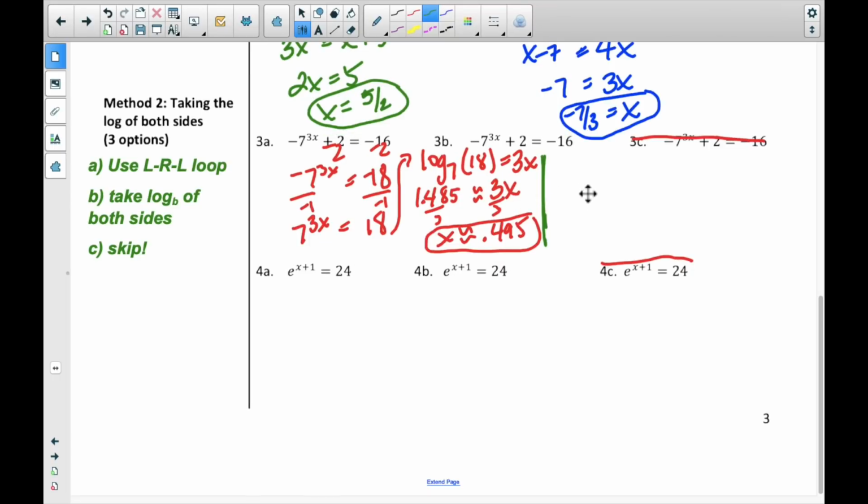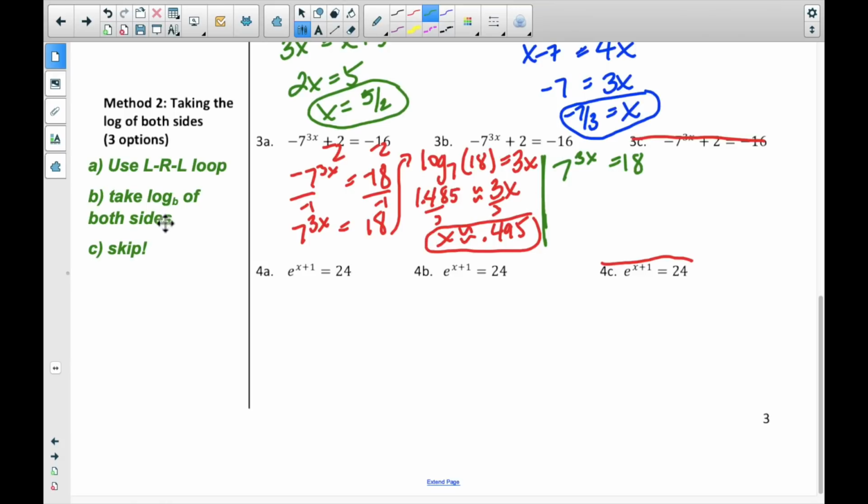Okay, I did my best to scoot mine over. I should have scooted over more, so I'm sorry about that. But let's look at our next example, example 3b. We're going to take the log base b of both sides. Well, what's the log base b? Let's start this problem off again. We're going to subtract 2, and we're going to divide by negative 1. So I subtracted the 2 and got negative 18. I divided by negative 1 and got positive 7 to the 3x power is equal to 18.